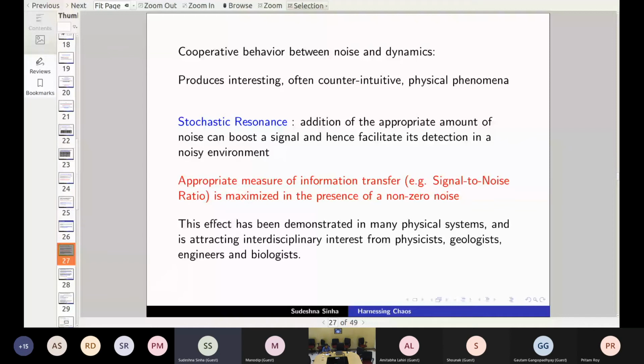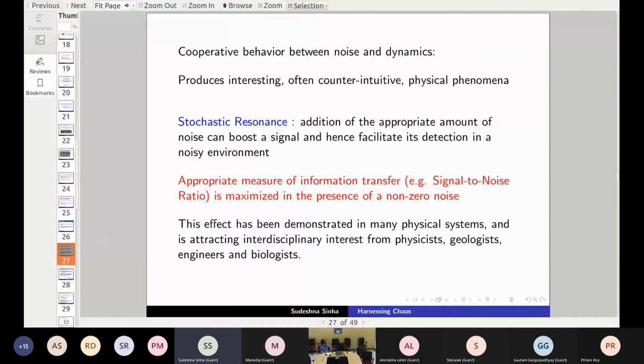There were results which indicated that noise and dynamics could have a cooperative effect. And when they come together, their interplay can give counterintuitive physical phenomena. What happens is that you could add an appropriate amount of noise and it could boost a signal, because the usual understanding is noise kills signal. Noise is the opponent of signal. But here you want to use a bit of noise to boost signal and facilitate detection. And actually, as it happened, the engineers had been doing it forever. But we were a bit late to the party and hadn't quite understood the basis of it.